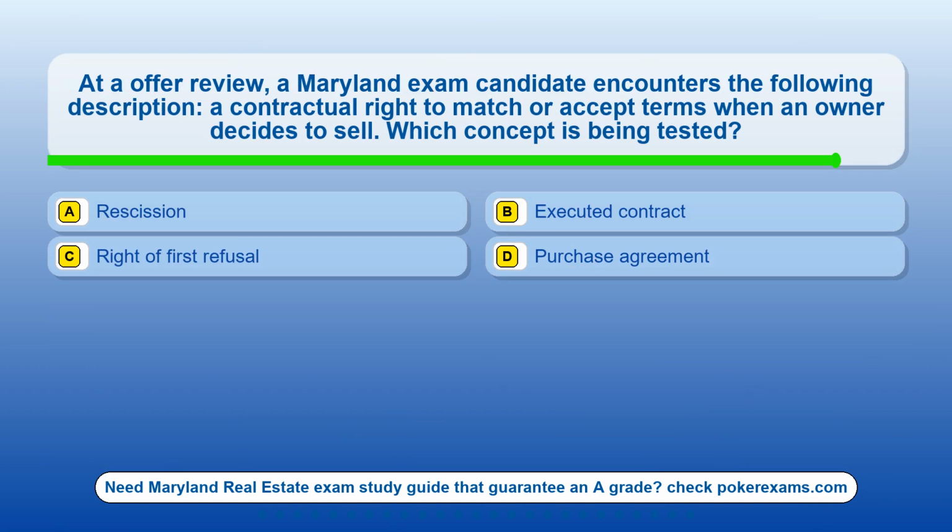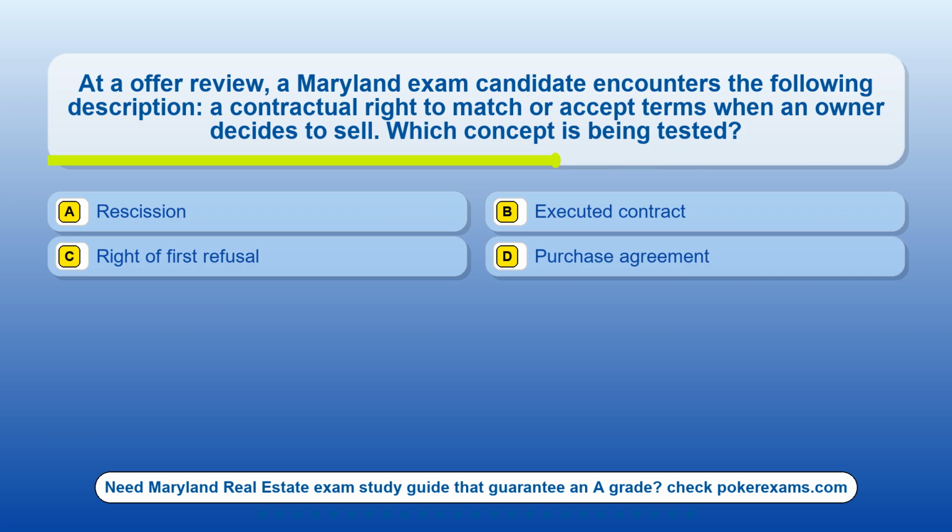Question 16. At an offer review, a Maryland exam candidate encounters the following description: a contractual right to match or accept terms when an owner decides to sell. Which concept is being tested? Option A, rescission. Option B, executed contract. Option C, right of first refusal. Option D, purchase agreement.